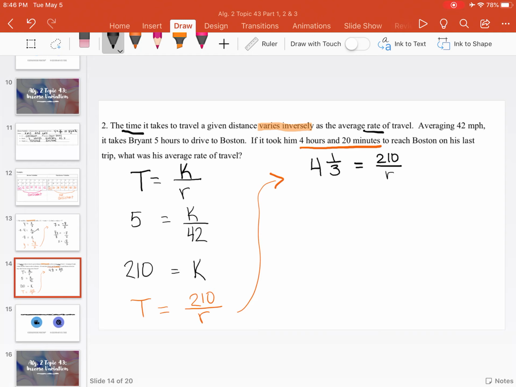Now in this example, I want to make it an improper fraction, so it'll be easier to solve for r. 4 times 3 gets us 12, plus 1 gets us 13/3, equals 210 divided by r. Now we can use the cross product property in order to solve for the rate. 13 times r gets us 13r. Then we have 210 times 3, which gets us 630. Now I can divide both sides by 13.